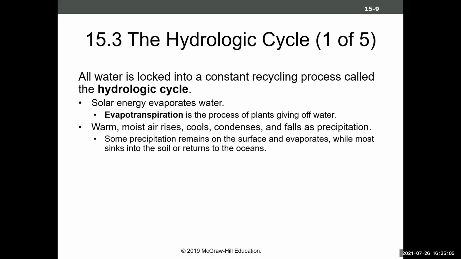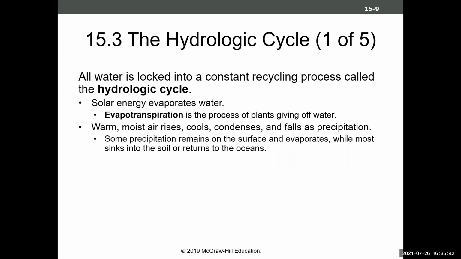That water will then turn into a gas and rise into the atmosphere. Plants also give off water through a process called evapotranspiration. This is where water will exit their leaves as a gas and move up into the atmosphere. And so as that warm, moist water vapor rises, it cools down, and as it cools down, it condenses and then falls back to the earth as precipitation.